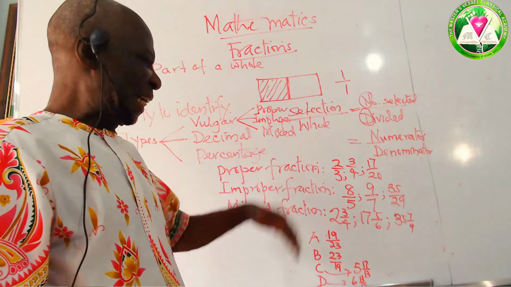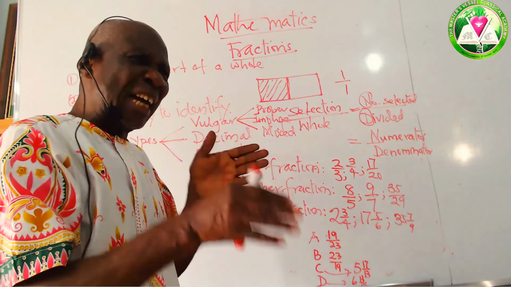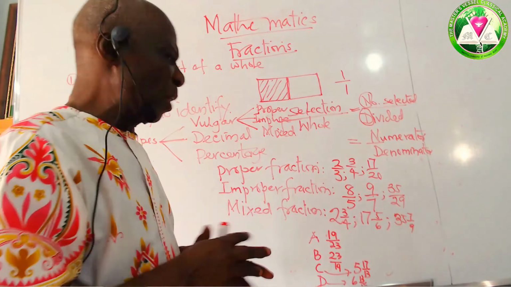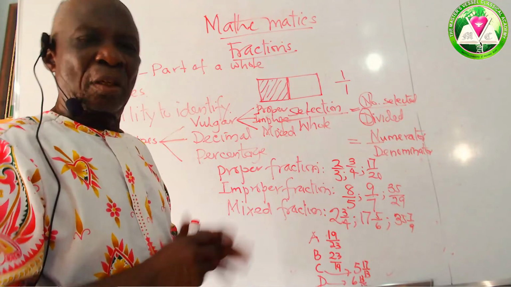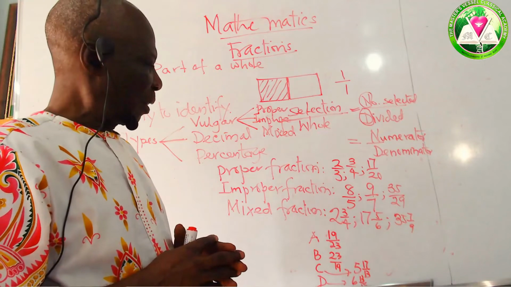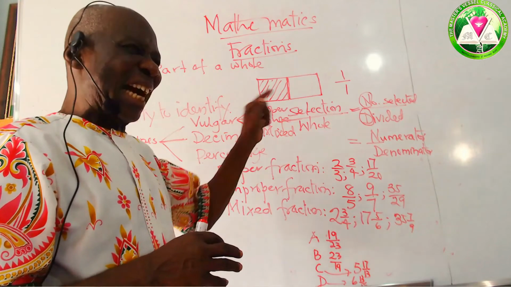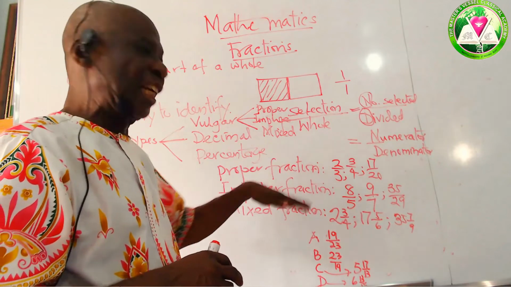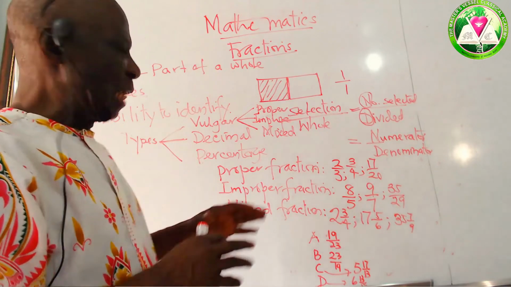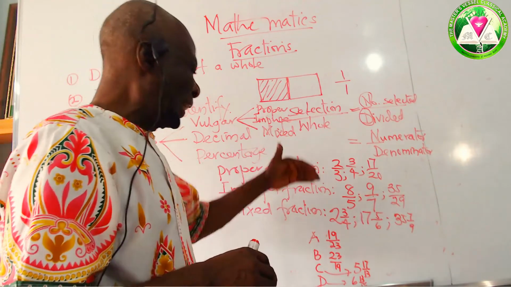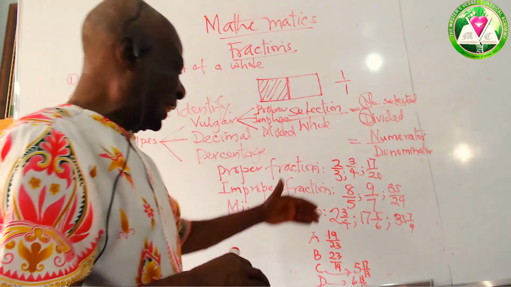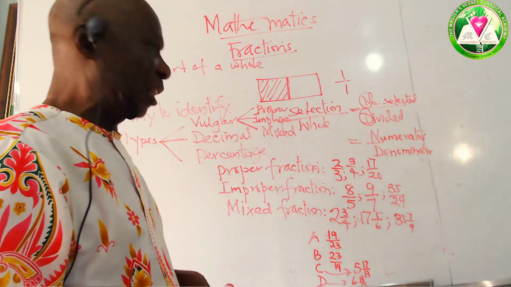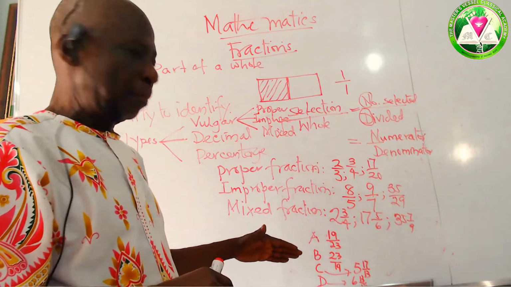A, 19 over 23. We look at the numerator, the number on top, and the denominator, the number below, and see how they are arranged, size-wise. In A, the numerator 19 is smaller than the denominator 23. Therefore, the fraction is proper. In B, we have 23 over 19. Numerator 23, denominator 19. Here, the numerator is greater than the denominator, therefore the fraction is improper.